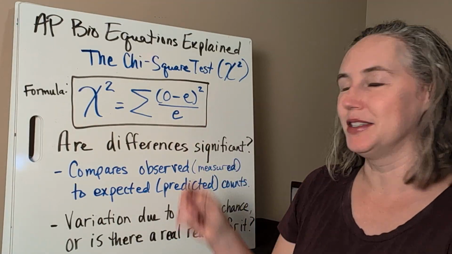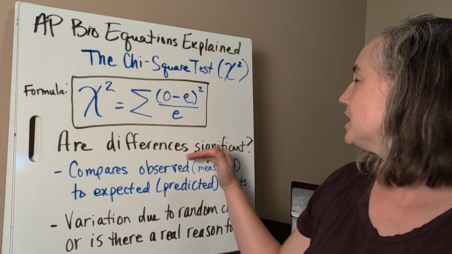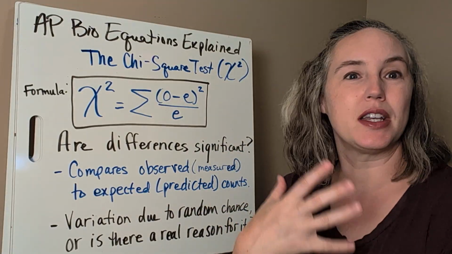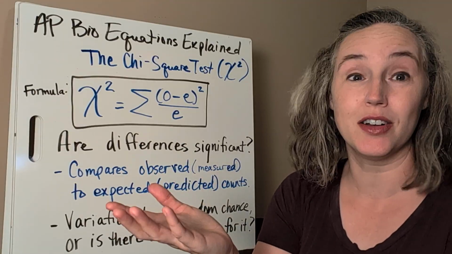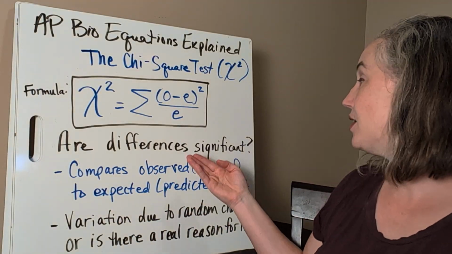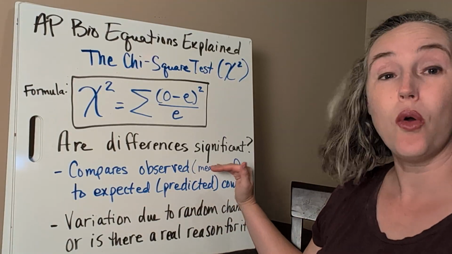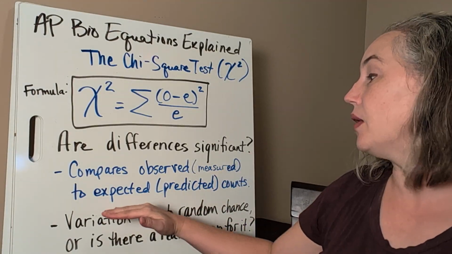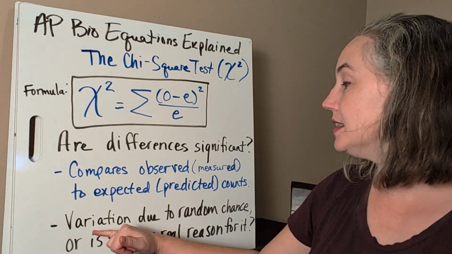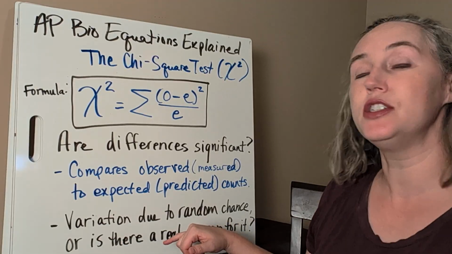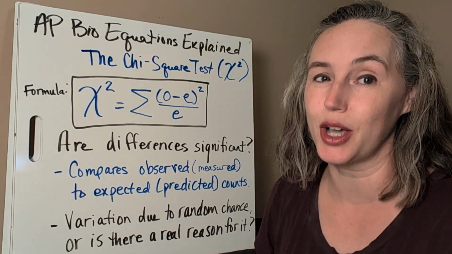Here's the formula. We're going to break that down in just a second. What the chi-square test tells us is if the differences in our hypotheses and what we find in our experiment are significant or not. It's going to compare our observed or measured values to our expected or predicted counts. And then it's going to let us know if the variation we see is due to random chance or if there's something else going on.